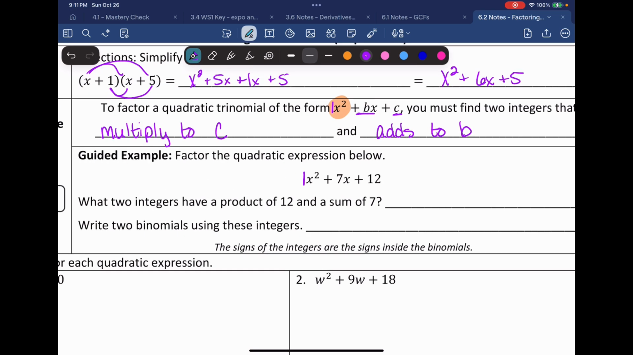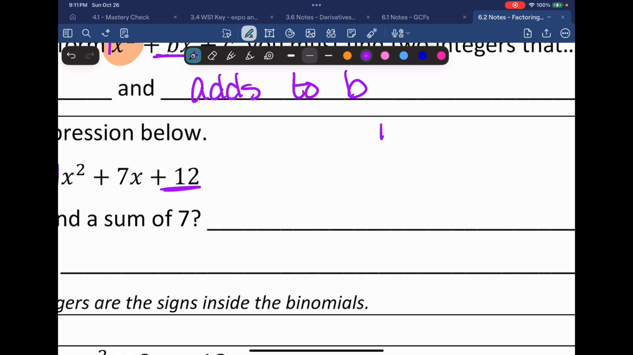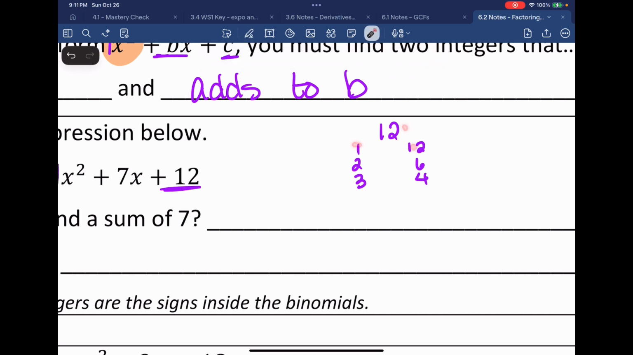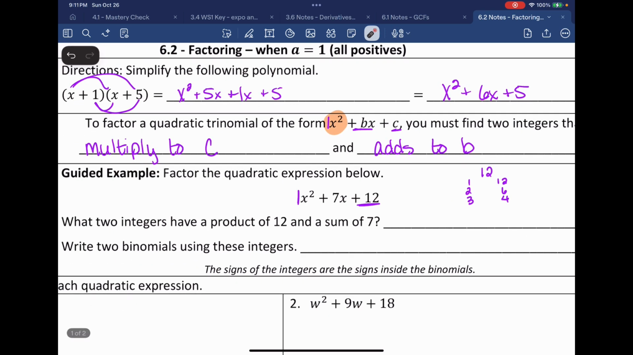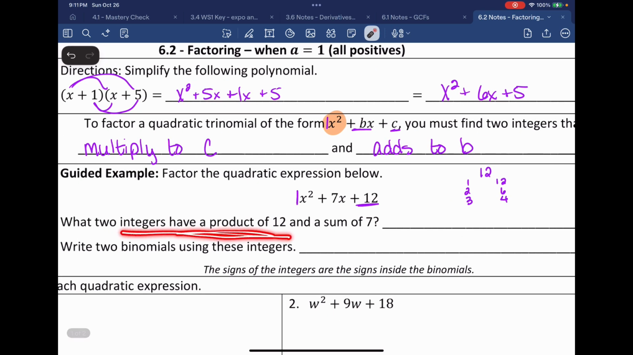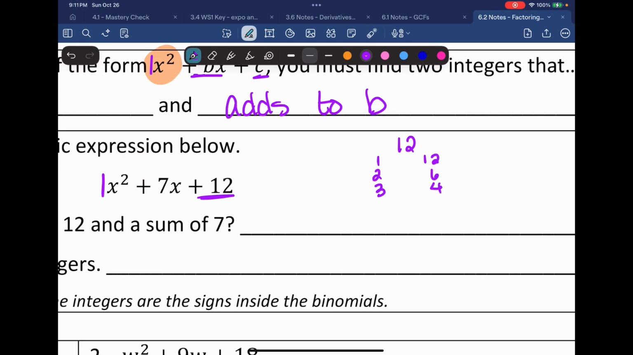So what 2 integers have a product of 12? That's the c. So I'm going to look at my factor pairs of 12. So 2 numbers that multiply together to be 12. So that's 1 and 12, 2 and 6, 3 and 4. These are my factor pairs. Because when I multiply 1 times 12, I get 12. 2 times 6, I get 12. 3 times 4, I get 12. So 2 integers that have a product of 12 and a sum of 7. Well, that is 3 and 4.